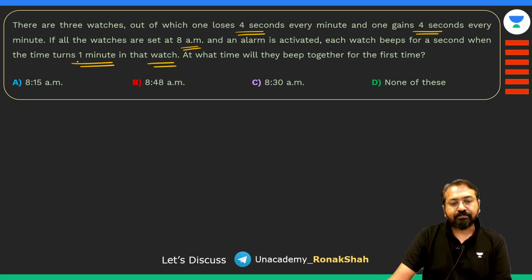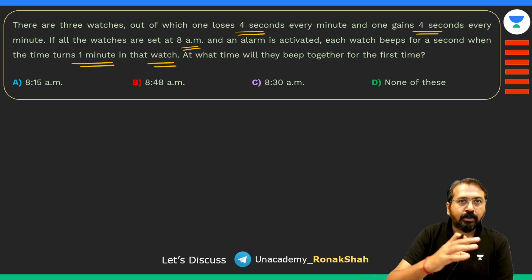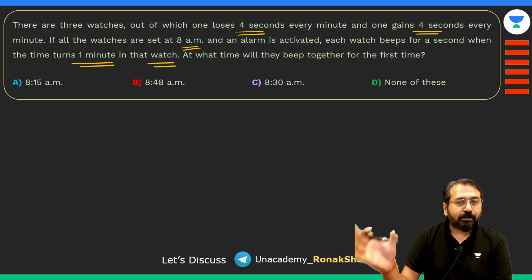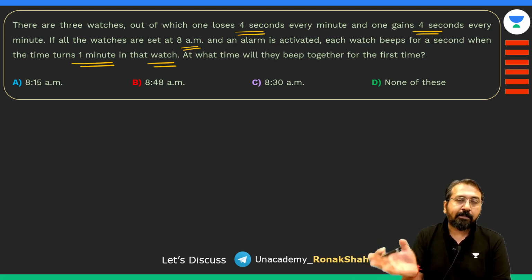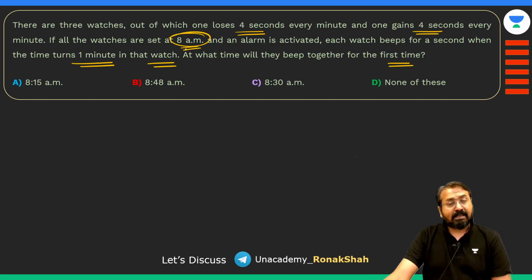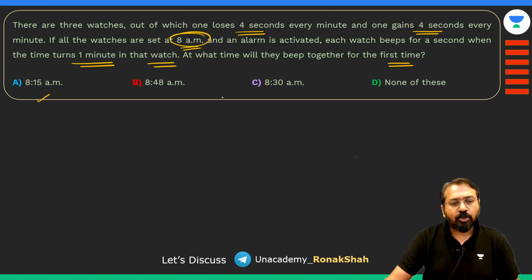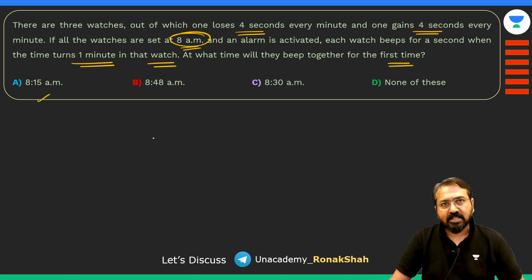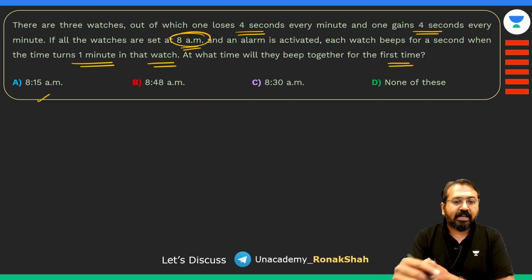Yes, the slower watch will beep slightly later compared to the normal watch, while the faster clock will beep a little earlier. That's the point. So the question is, at what time will they beep together for the first time after they were set at 8 a.m.? I have made certain corrections in the option because previously the options that you saw were slightly incorrect, so I have corrected this option.